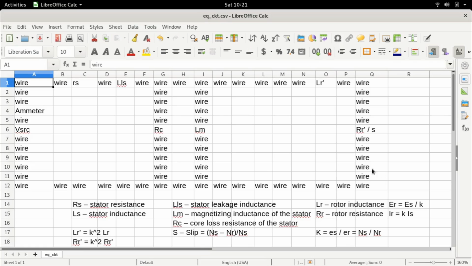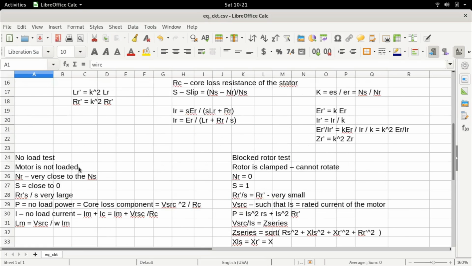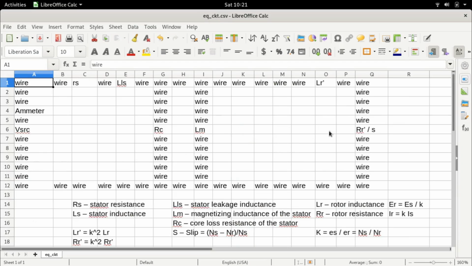So here let's continue. We had already used the no load test, and as I said, the no load test simply means that we leave the rotor of the motor in the unloaded condition, which means that the only load on the motor is the inertia of the rotor itself, and we apply the rated voltage to the stator. Now in the blocked rotor test, we are going to do exactly the opposite.